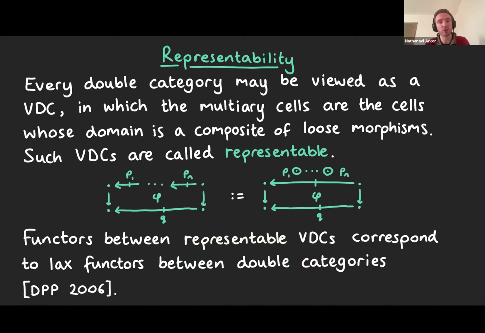Now, just as we can view monoidal categories as multi-categories, we can view double categories as virtual double categories. And here the multi-cells, from P1 through to Pn into Q, are defined to be the ordinary cells in a double category from a composite P1 compose ... compose Pn into Q. And just as for monoidal categories, the functors between representable virtual double categories, i.e. double categories viewed as virtual double categories, are the lax functors between double categories. So that is the appropriate notion of functor of double categories for this talk.